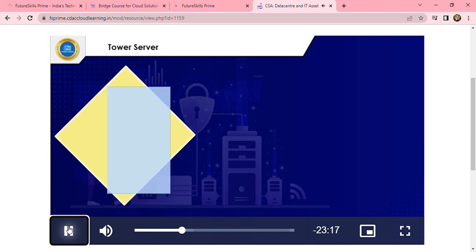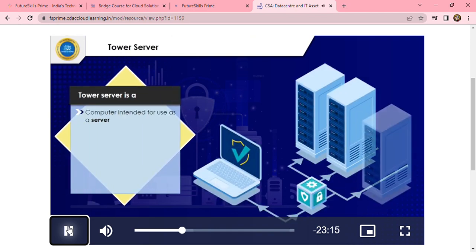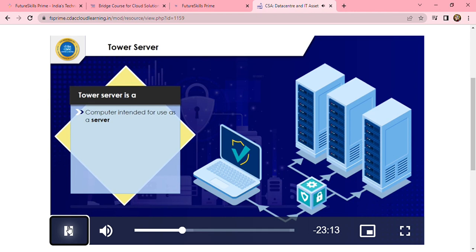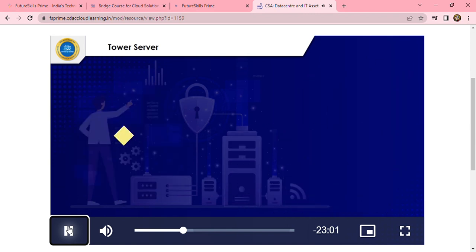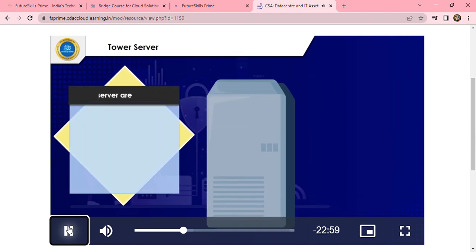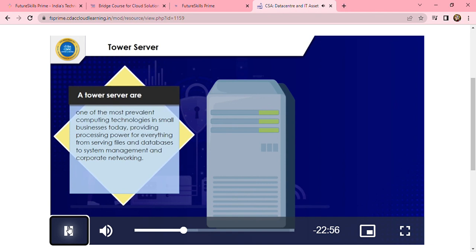Tower server is a computer intended for use as a server and built in an upright cabinet that stands alone. The cabinet, called a tower, is similar in size and shape to the cabinet for a tower-style personal computer. Tower servers are one of the most prevalent computing technologies in small businesses today, providing processing power for everything from serving files and databases to system management and corporate networking.